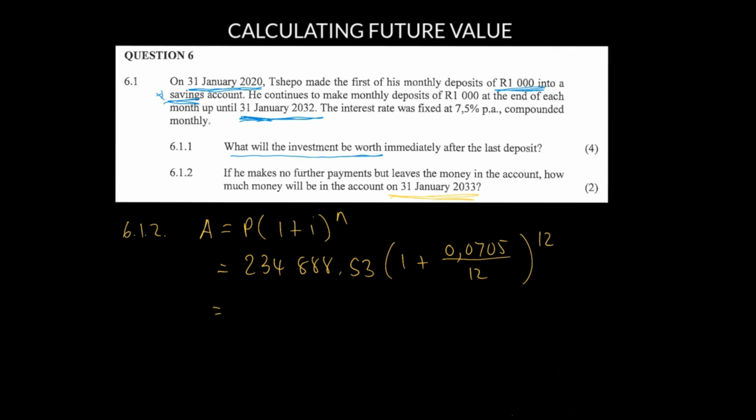And we can go ahead and pop that into our calculator and we obtain an answer of R253,123.54. So that's how much money you would have in the account on the 31st of January 2033. This is out of 2. So there would have to be a mark for subbing into the correct formula and then a mark for the answer.